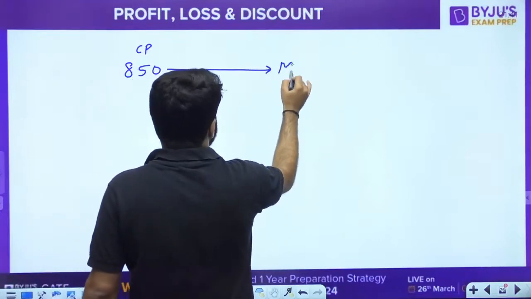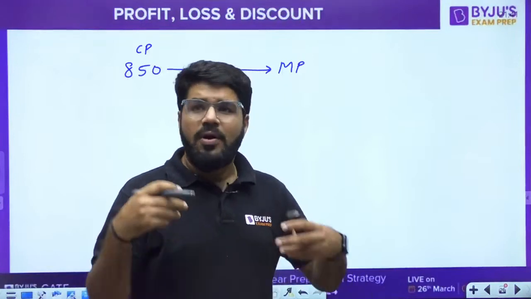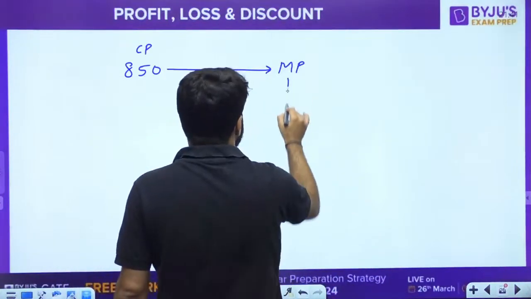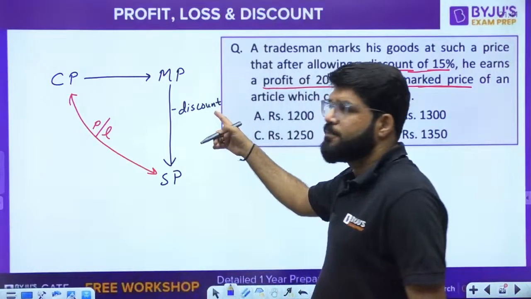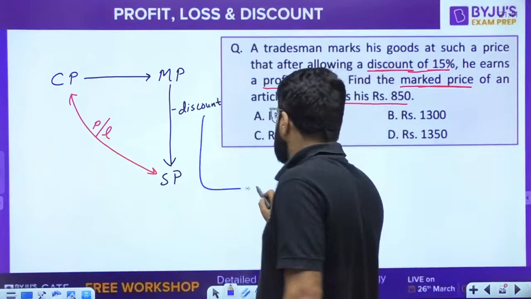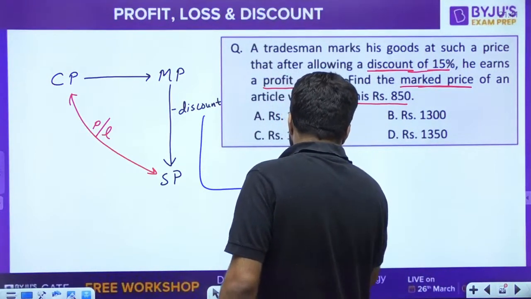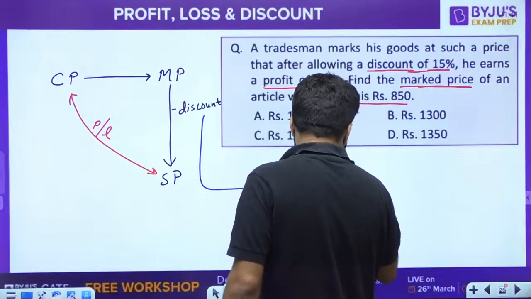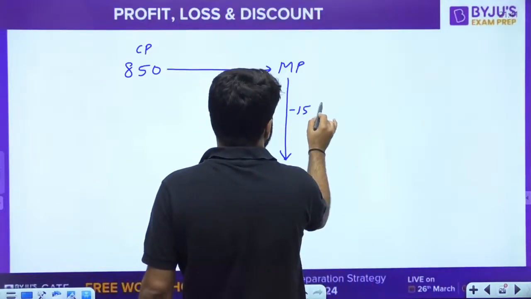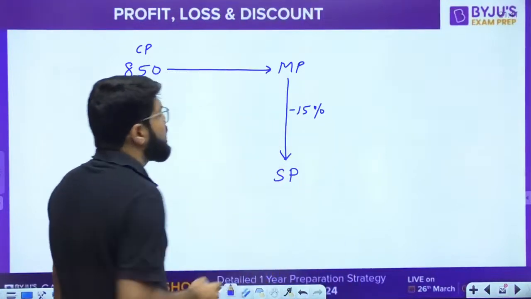He will raise the price to something known as the marked price, to offer discount and to gain profit also. Now, discount is 15%. Discount is calculated on what? As I told you, discount is always calculated on the marked price. So there is a discount of 15%, so minus 15%. Then he will get a selling price.